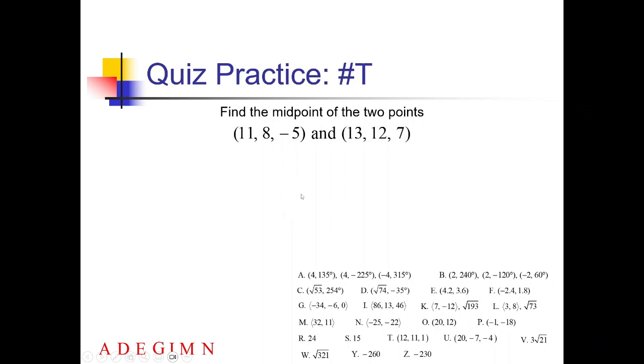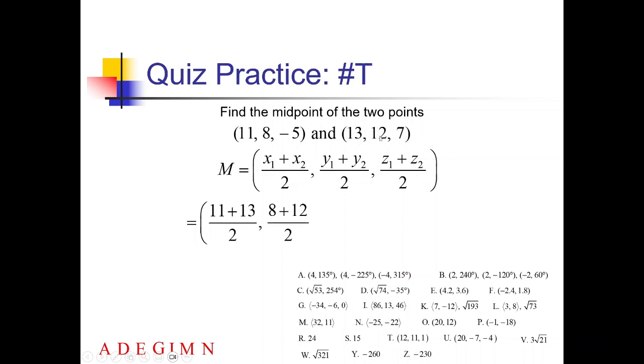For problem T, I need the midpoint of these 2 points. The basic idea here is I'm just going to average the x's, average the y's, and average the z's together. So using this formula, one coordinate from one point plus the same coordinate from the other divided by 2 for each of those. So I'm going to have 11 plus 13 over 2, 8 plus 12 over 2, comma negative 5 plus 7 over 2. This is going to be 24 over 2, which is 12. This is 20 over 2, which is 10. And now this is 2 over 2, which is 1. So 12, comma 10, comma 1.